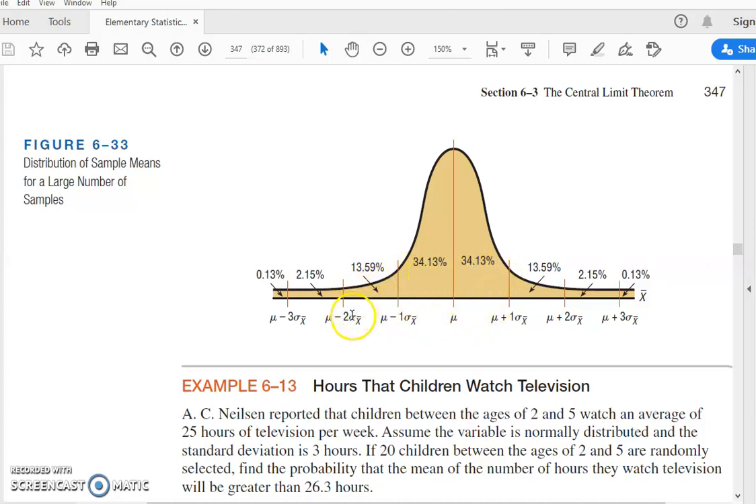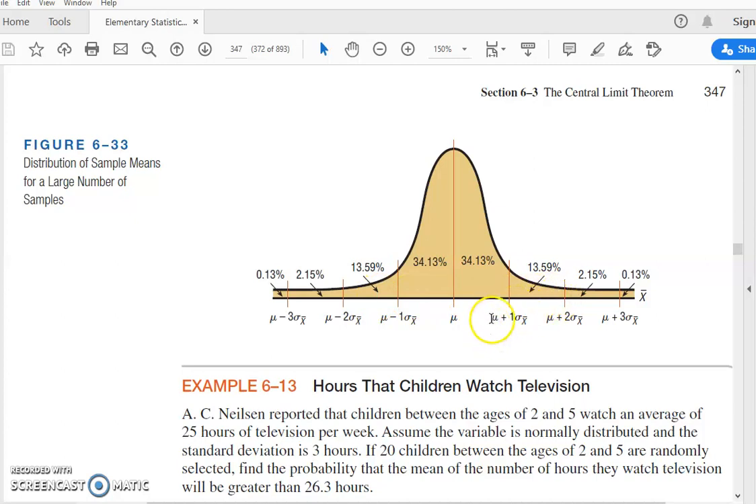How about within 2 standard errors? Okay, see, here's the boundary. Within 2 standard errors is going to be, let's just round everything off, 13 plus 34 is 47. 47 plus 47 is what, 94%? So 94%, probably closer to 95%. Let's say 95% is going to be in here. Okay, right in here, 95%.